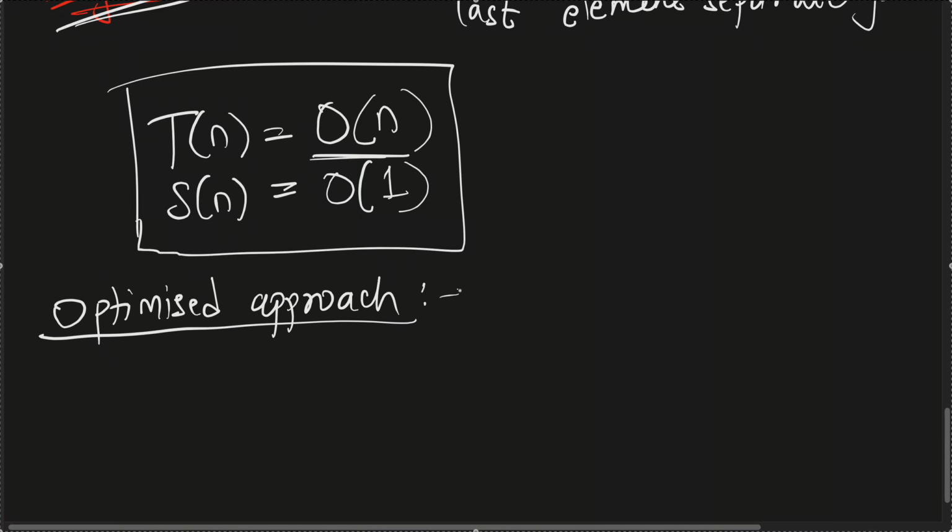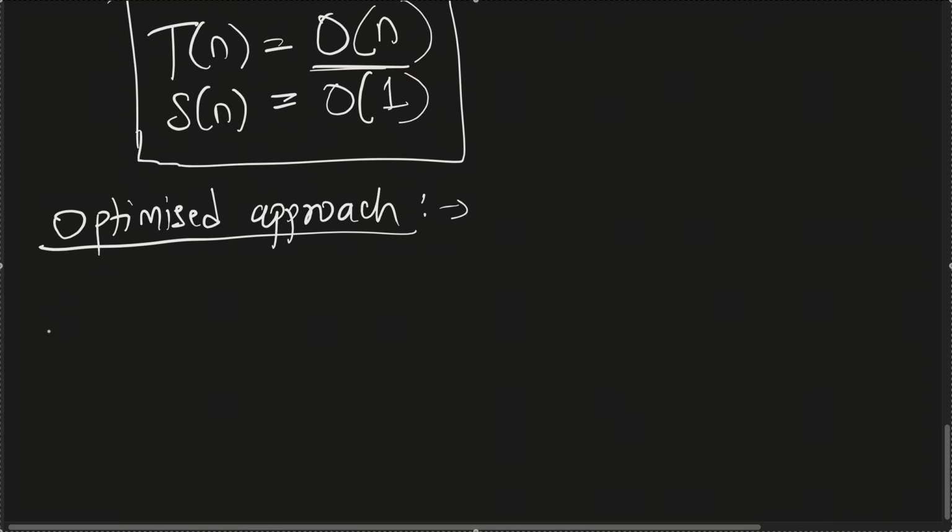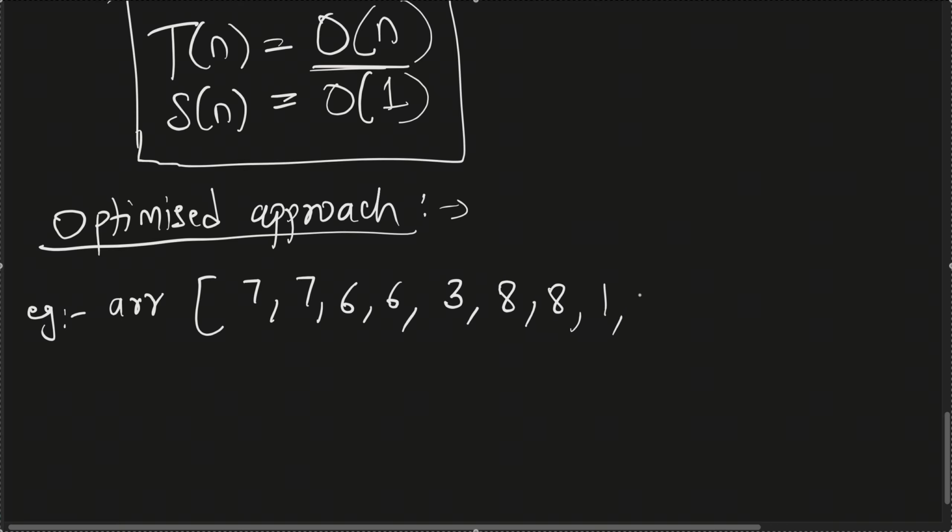So let's do some observation. Let's take an example of an array. Let's say the array given to us is 7 7 6 6 3 8 8 1 1 9 9, the previous example only. So this is the array given. Let me write the indexing: 0 1 2 3 4 5 6 7 8 9 10. So I have done the indexing.